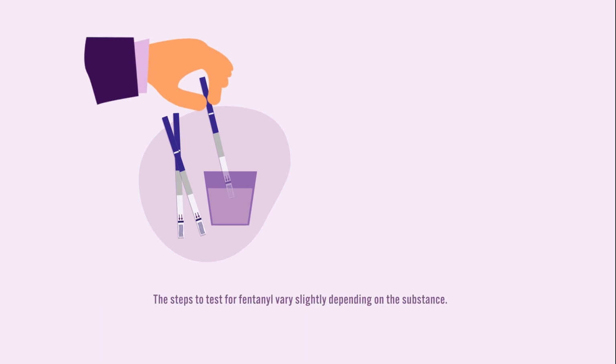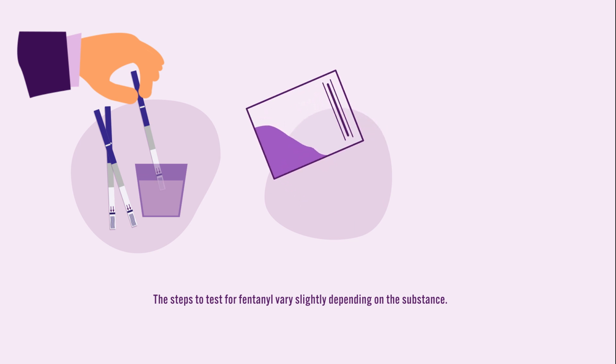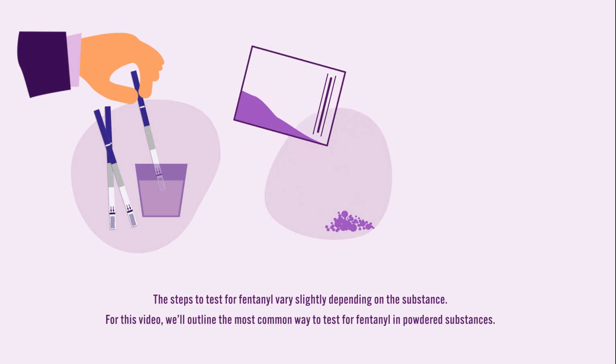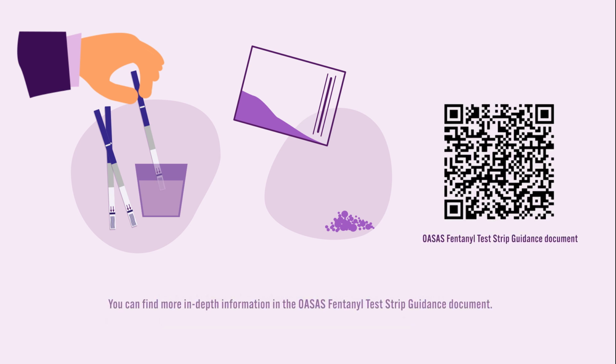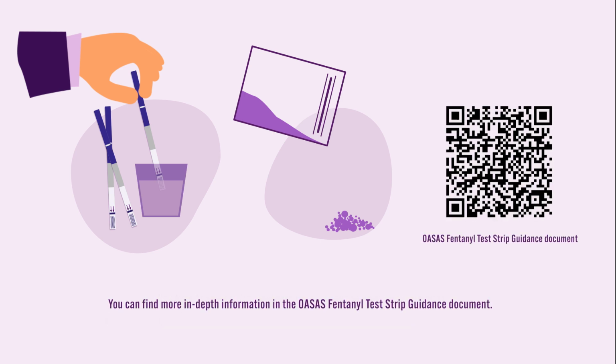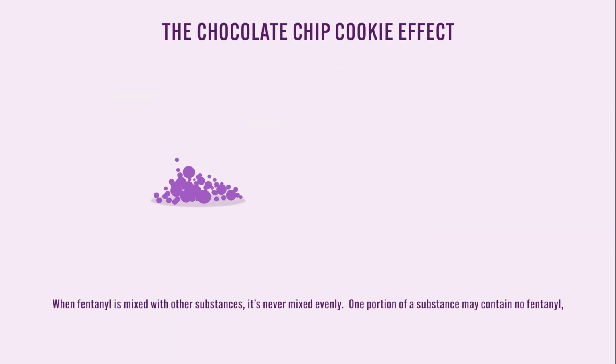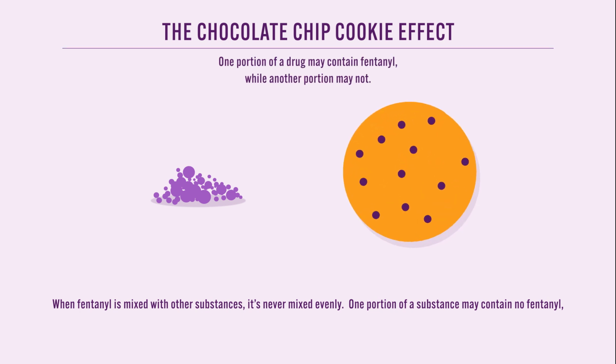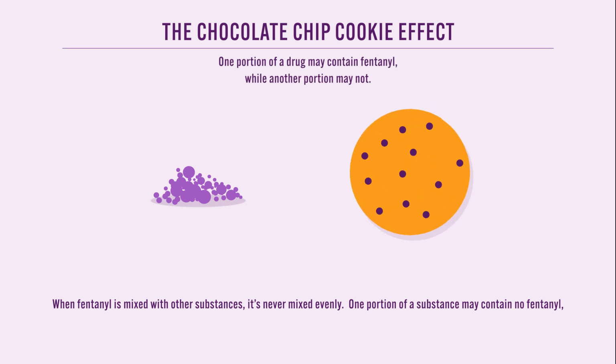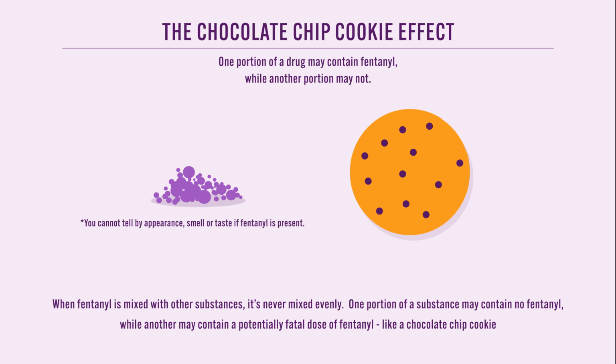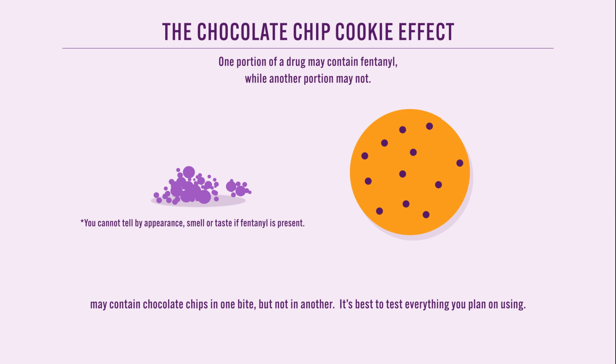The steps to test for fentanyl vary slightly depending on the substance. For this video, we'll outline the most common way to test for fentanyl in powdered substances. You can find more in-depth information in the OASAS Fentanyl Test Strip Guidance document. When fentanyl is mixed with other substances, it's never mixed evenly. One portion of a substance may contain no fentanyl, while another may contain a potentially fatal dose of fentanyl, like a chocolate chip cookie may contain chocolate chips in one bite, but not in another. It's best to test everything you plan on using.